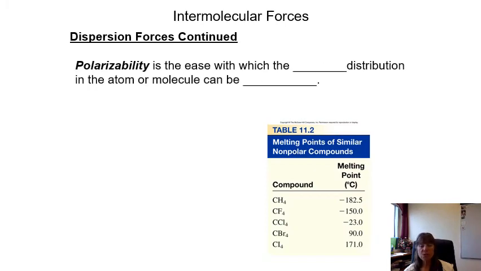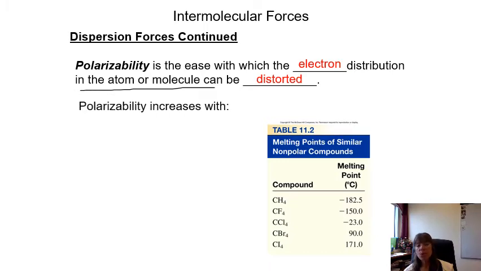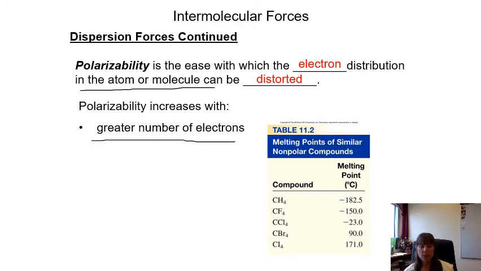Now dispersion forces again are based upon this polarizability. Polarizability is the ease with which the electron distribution in the atom or molecule can be distorted. So the more electrons you have, the more polarizable it is. The greater the number of electrons, the more likely those electrons are going to move and cause that sort of stickage. And the more diffuse an electron cloud also affects that polarizability.